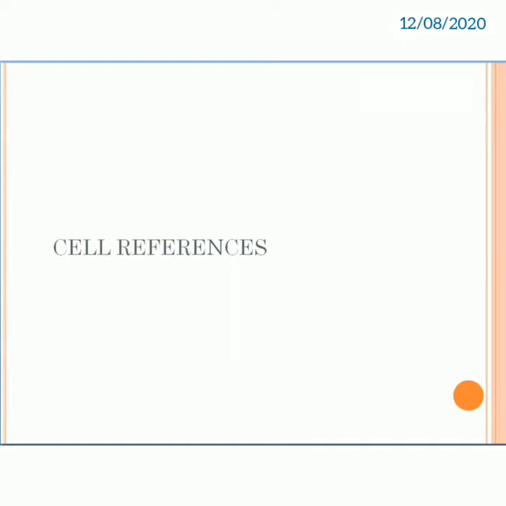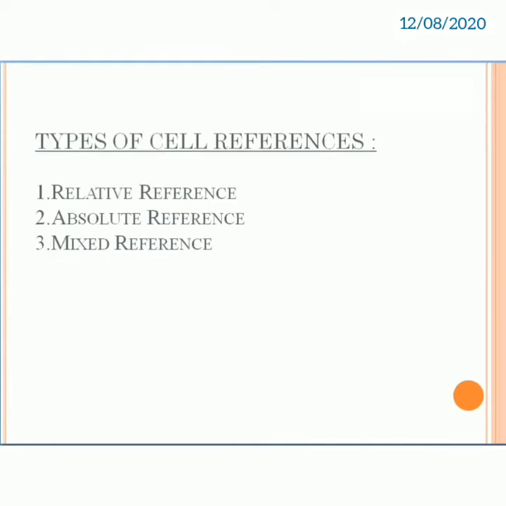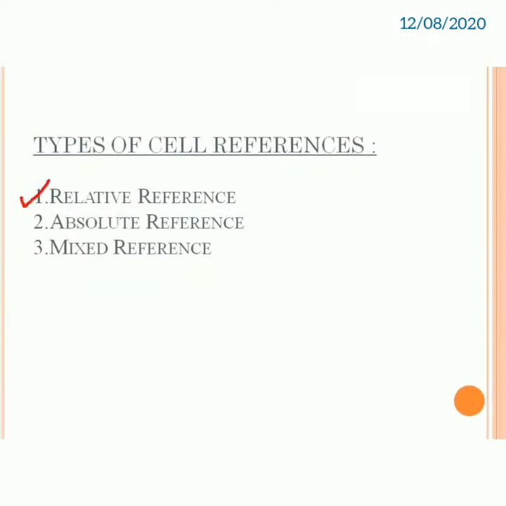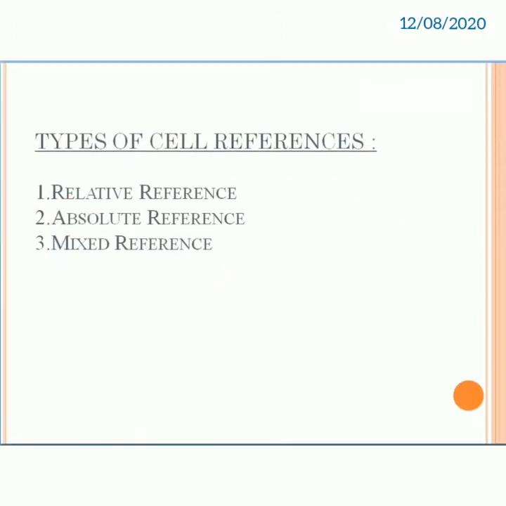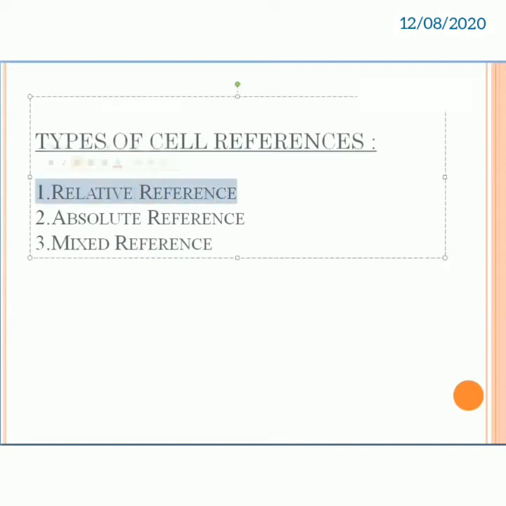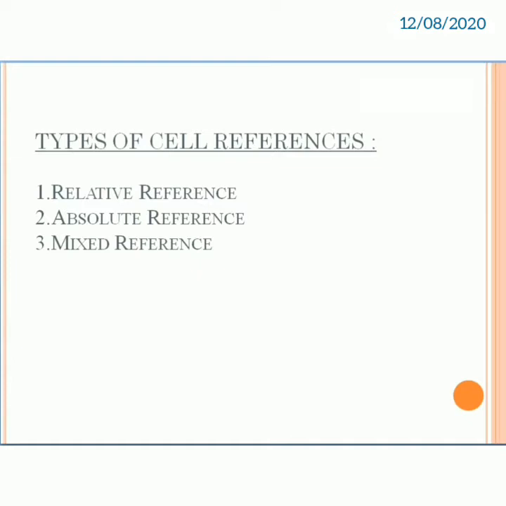Now please remember that there are types of cell references. Number 1 is relative cell reference, number 2 absolute reference, and number 3 mixed reference. So let us understand what are these cell references, one by one. Number one, relative cell reference. Now, what is a relative cell reference?